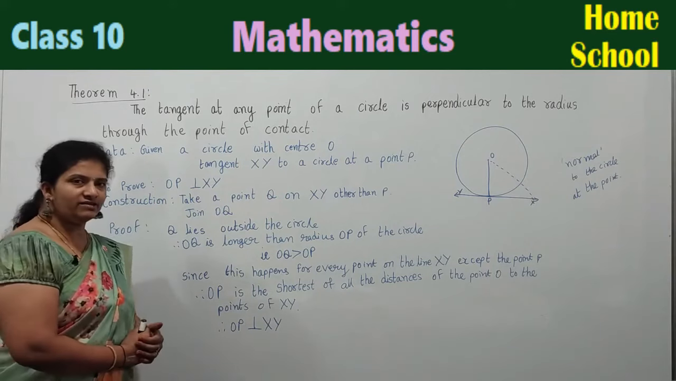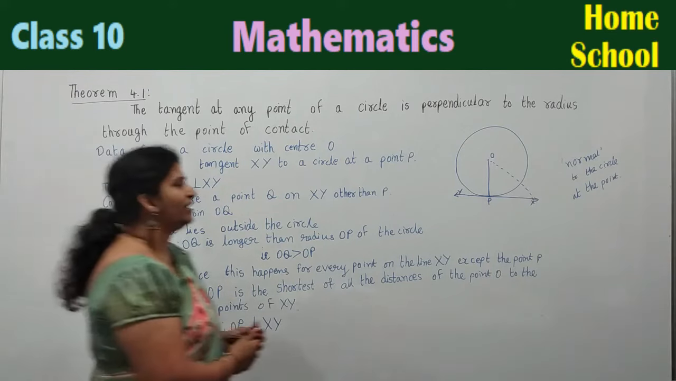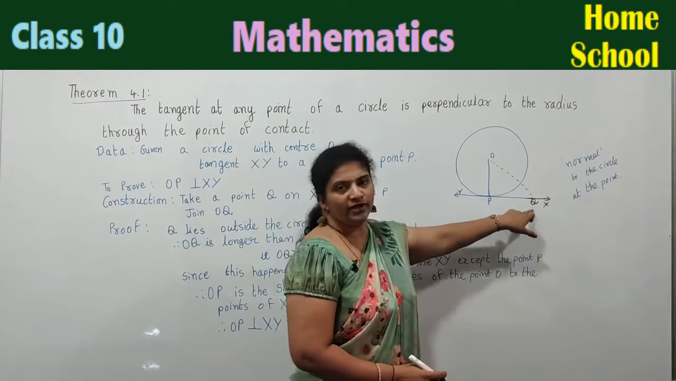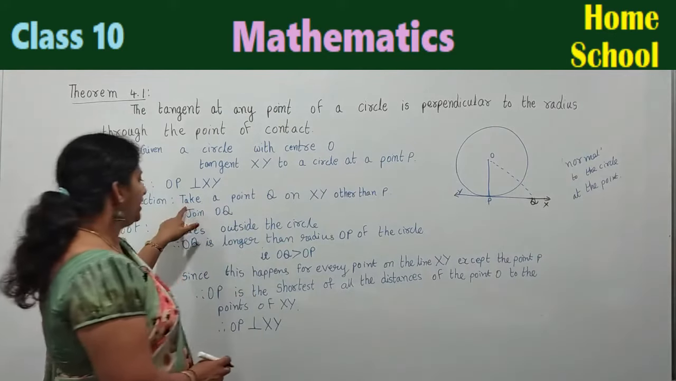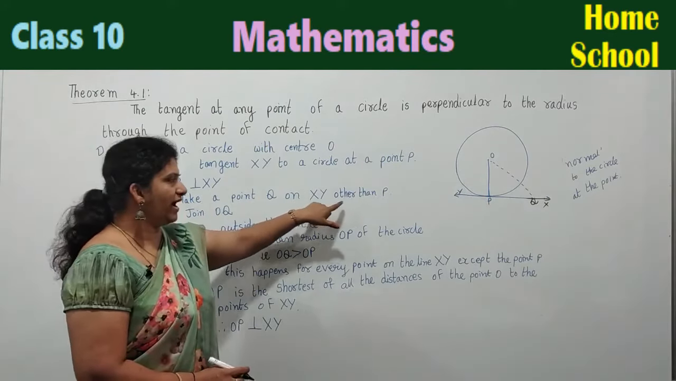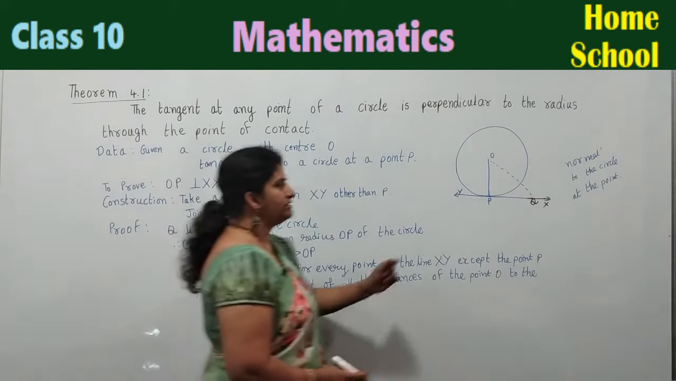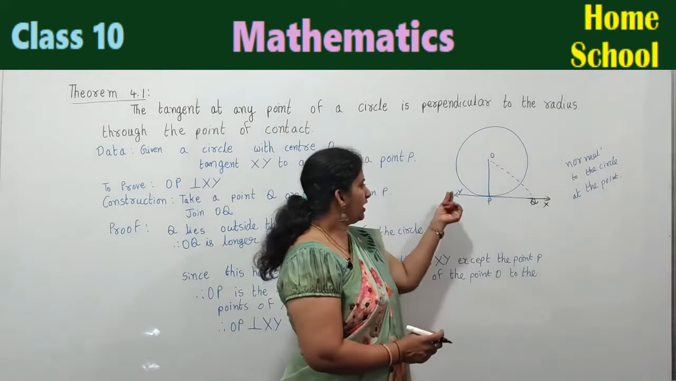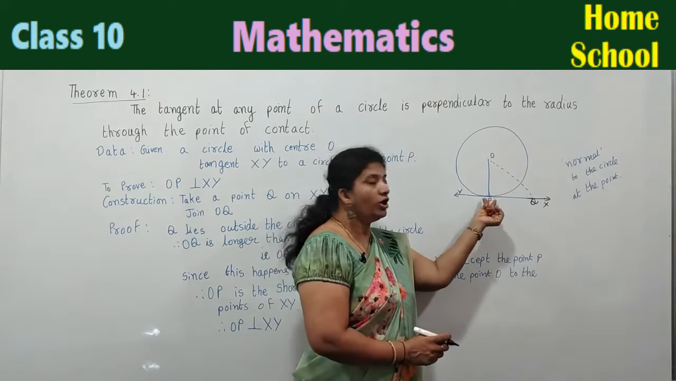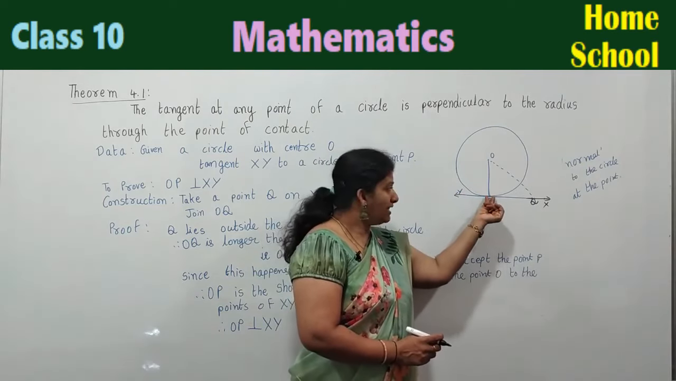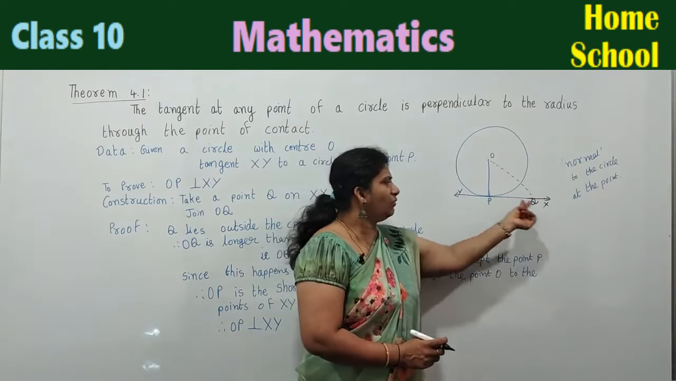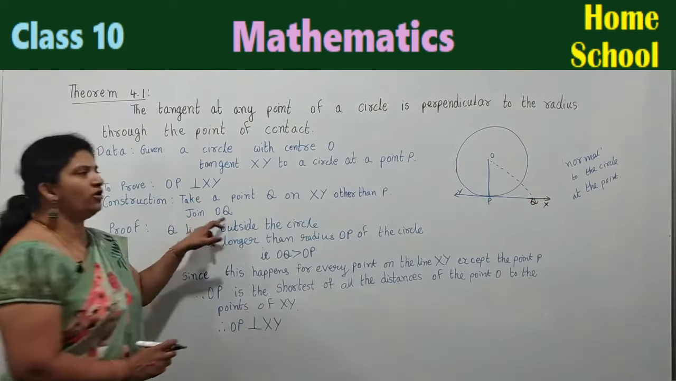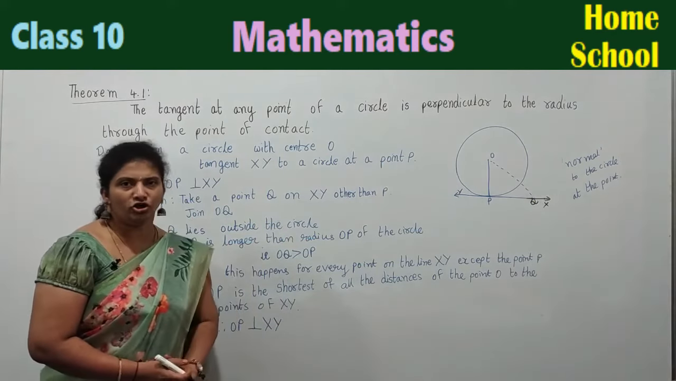Construction. Did we do any construction? Yes, we have done a construction here. Mark a point Q. Take a point Q on XY other than P. See children, you can take Q anywhere on this tangent, but not on P. Other than the point of contact, mark any one point and call it Q. Join OQ from the center.